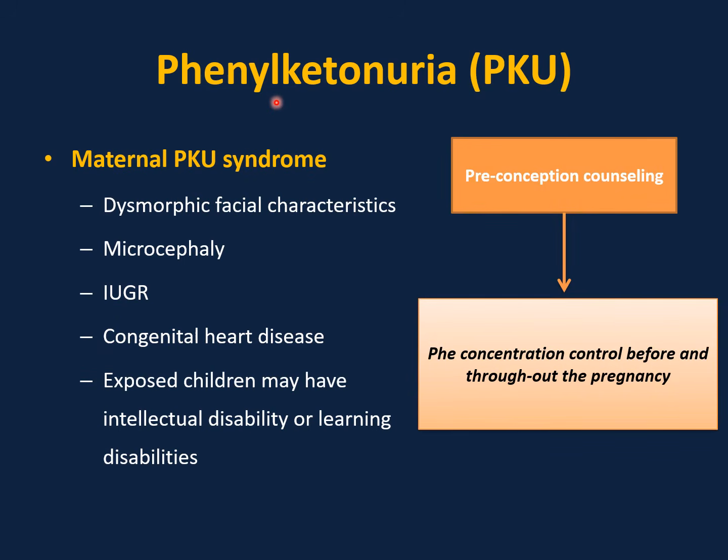If a female with phenylketonuria becomes pregnant without pre-conception counseling, and without control of the phenylalanine level throughout the pregnancy and before, this can cause dysmorphic facial features, microcephaly, IUGR, congenital heart disease, intellectual disability, and learning disability. So planning before conception is critical.